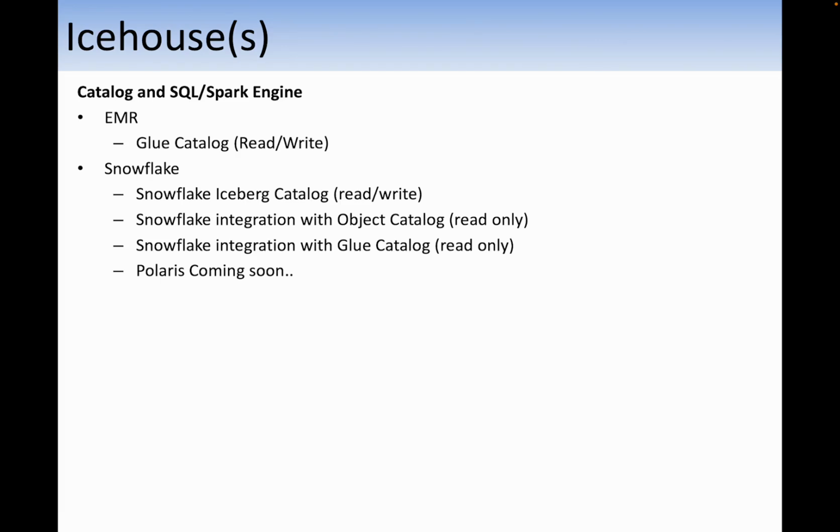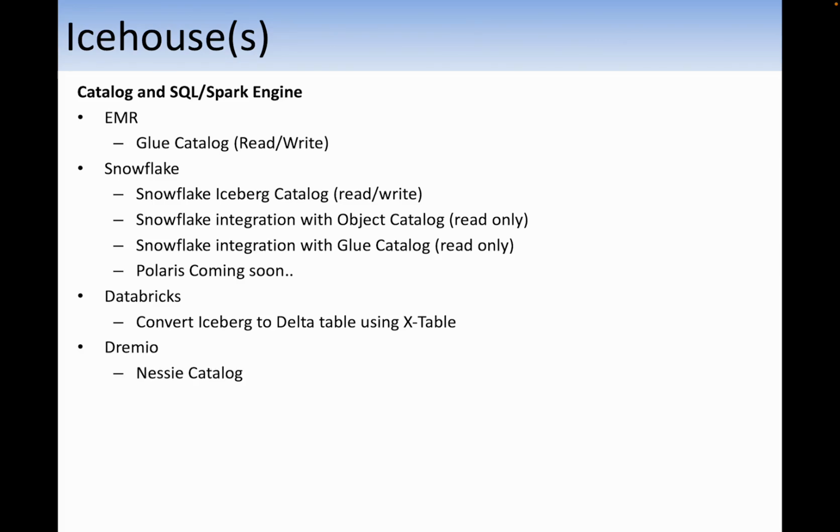Polaris, of course, is coming soon. We still don't know all the information, but it's going to be a REST catalog. Or Databricks: let's say you have Databricks running in your organization, but you want to use Glue data, or you want to use an Iceberg table in Delta format, you can use Xtable. But we'll see how that changes with the Tabular integration with Databricks later. Of course, Dremio, you can use the Nessie catalog, then read write, and Cloudera, Hive catalog. So these are the options we have.